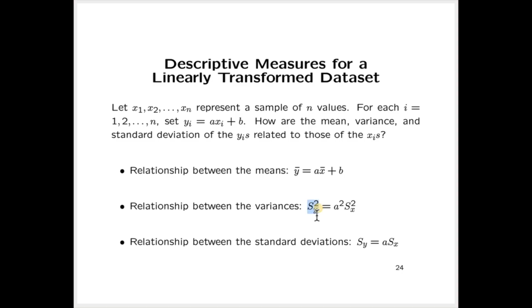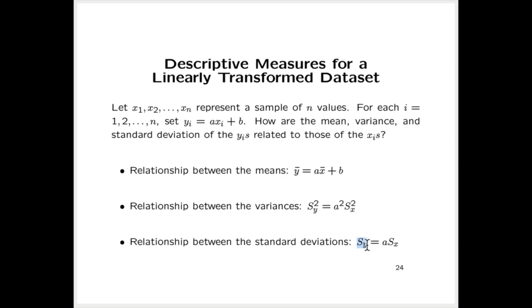How is the variance of the y values related to the variance of the x values? Well, it turns out that the variance of the y values is equal to a squared times the variance of the x values. All right, so what is a? Well, that's the slope of this relationship. It's the value that we're multiplying against the x's. And so if we knew the variance of the x's, and we were considering this linear transformation from the x's to the y's, then we could very quickly calculate the variance of the y's using this formula.